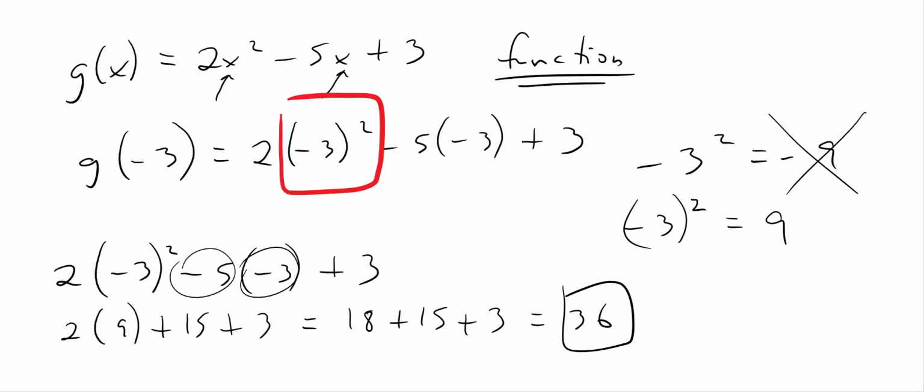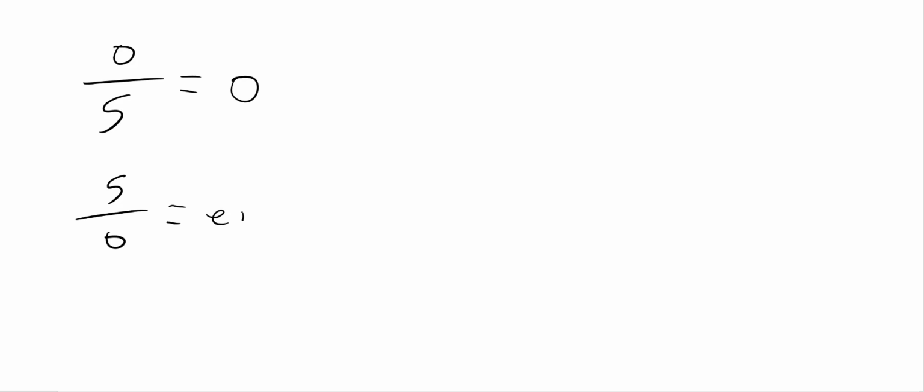Actually, before we even do a crazy one, I just want to review real quickly. If you have 0 over 5 versus 5 over 0, type in your calculator. Just type it in. So if you type in 0 divided by 5, you actually get 0. If you type in 5 divided by 0, you actually get an error on your calculator. Please don't tell me error. We call this undefined. And you guys have heard this before.